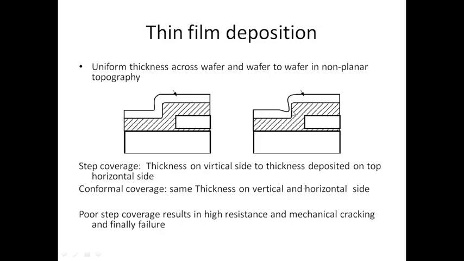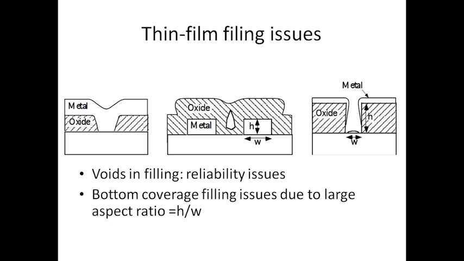And this is typically what happens. So this type of step coverage results in high resistance, and mechanical cracking will also happen. Finally it will end up with a failure of the entire deposition. Suppose it is not properly deposited, then we think this is connected to this, but because of this poor step coverage, you may end up with non-proper coverage of the thin film and it is going to fail. So these are the thin film filling issues.